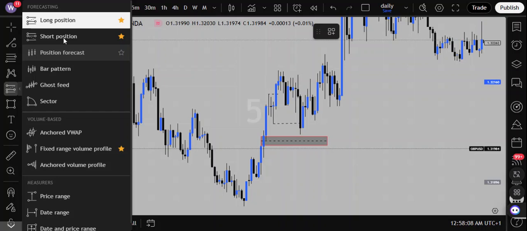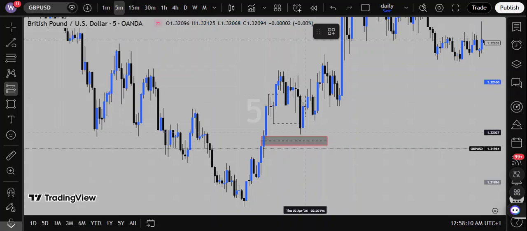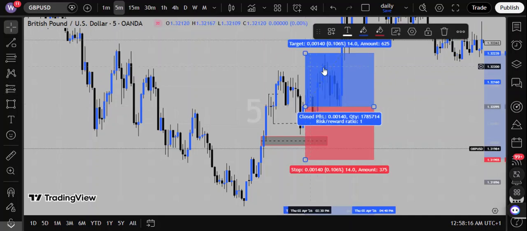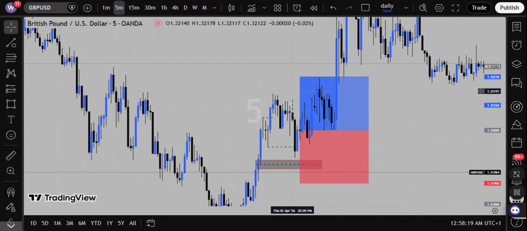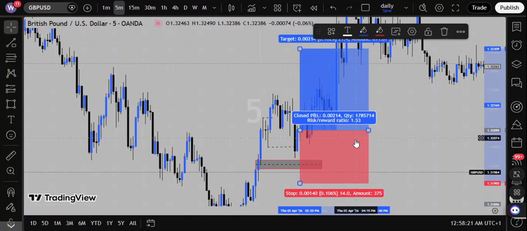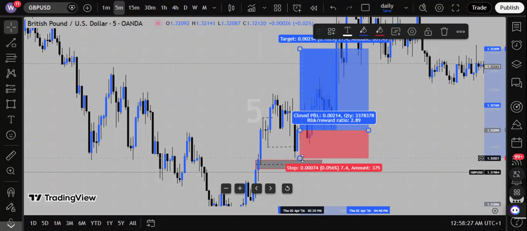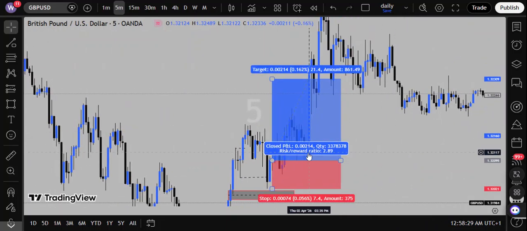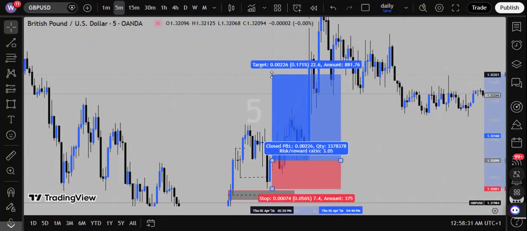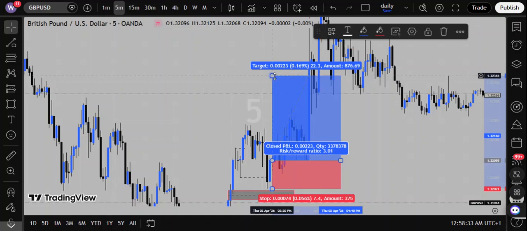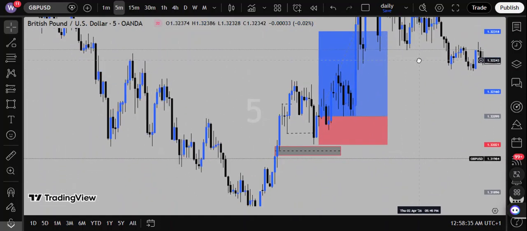Then this is how you'd have taken this entry, at the close of this bullish candle. Where will your stop loss be? Your stop loss will be just at the wick of that liquidity. This will be where your stop loss is. 1 to 2 or 1 to 3 risk to reward ratio minimum. Look at this beautiful entry.